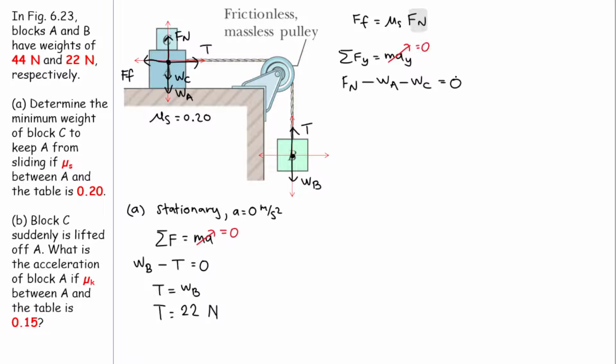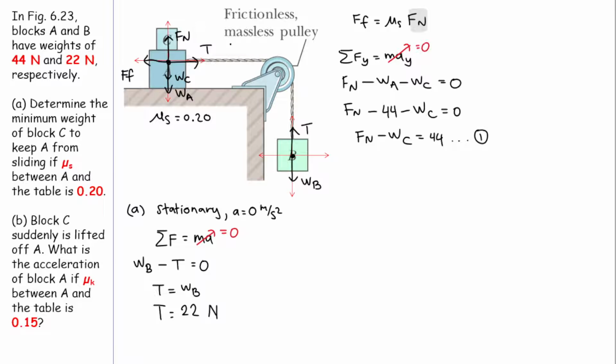Good. Okay, now what is Fn? Fn is unknown. And then the weight of A is 44, so I have minus 44. And then minus WC, we are looking for that, and that will equal 0. And now we will have Fn minus weight of C equals 44. Let's keep it as equation number 1. This is from the y coordinates.